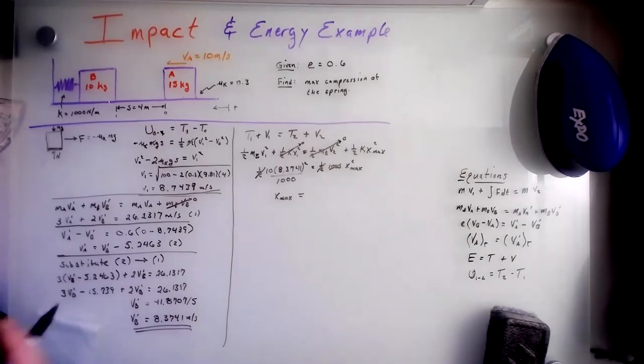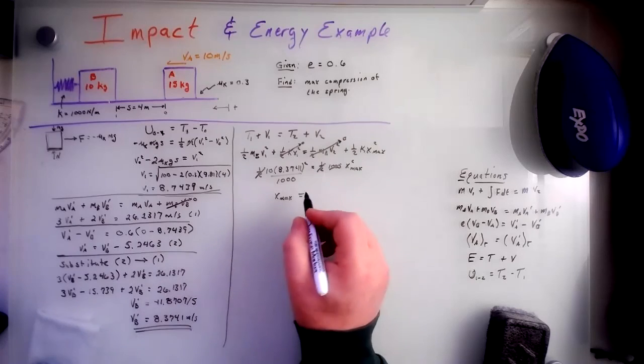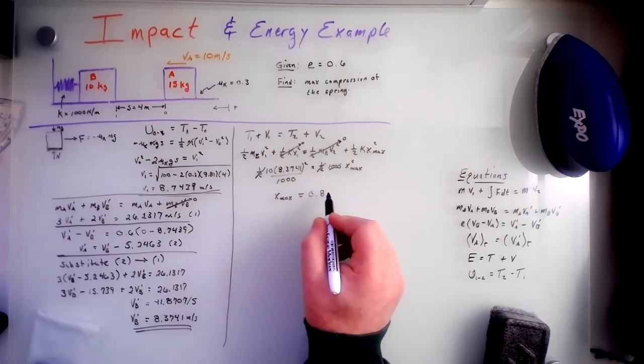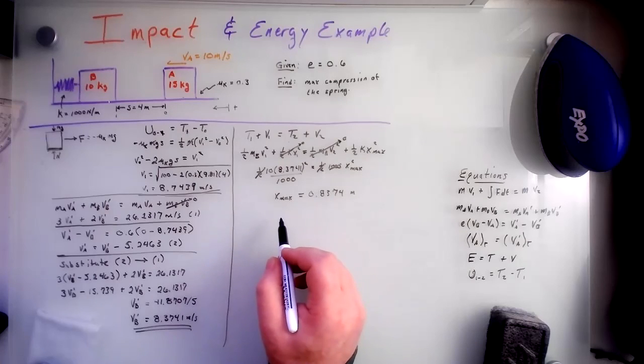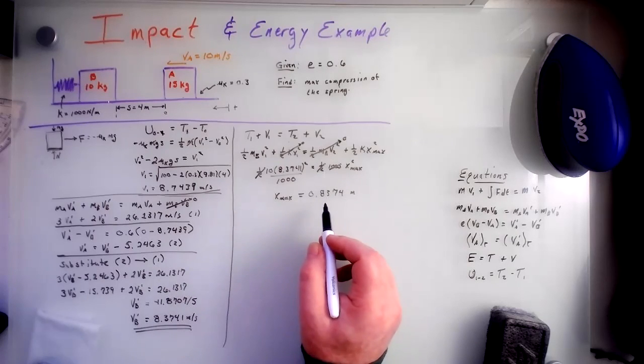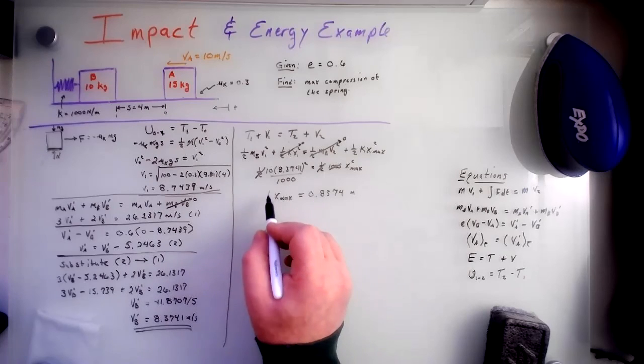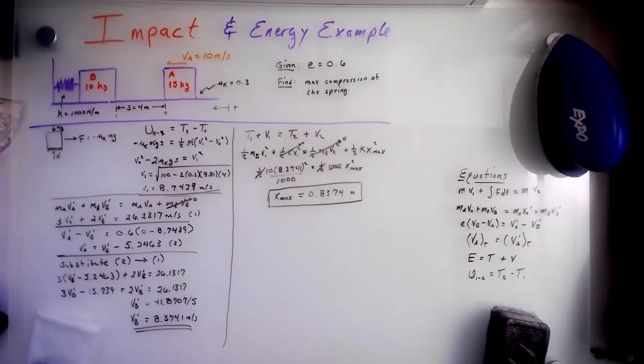So we can take the root of that. So let's see, the square root of 10 times 8.3741 squared divided by 1,000 is 0.8374. And that's going to be in meters. Wow, that is a long way. If you think about it, that is 837 millimeters. That's quite a ways, right? A meter is 3 feet, so we are more than 2/3. So that is more than 2 feet.